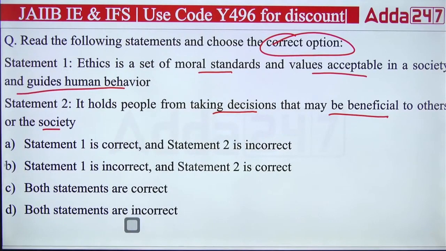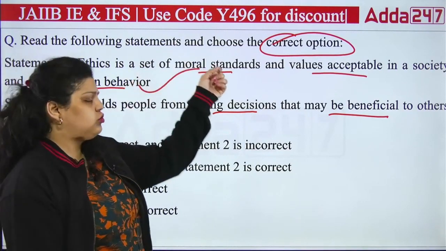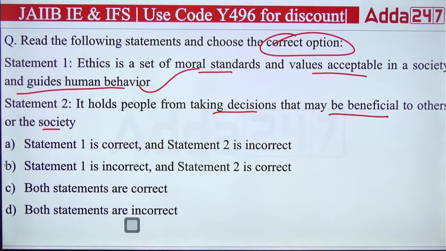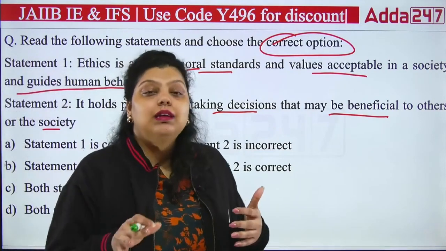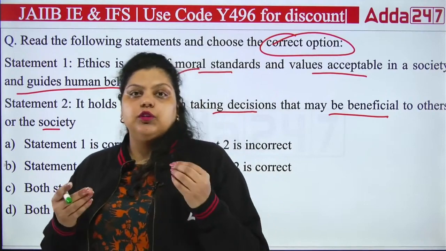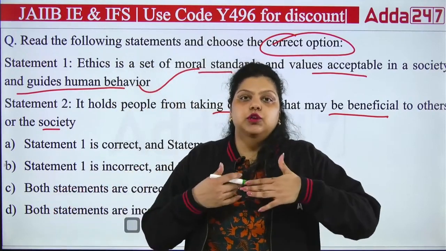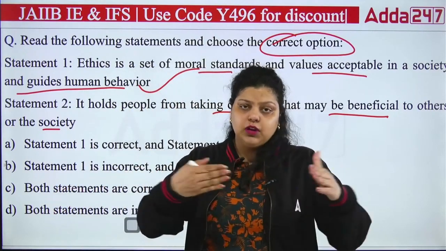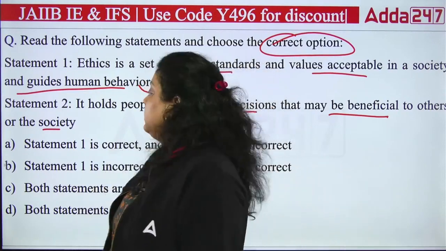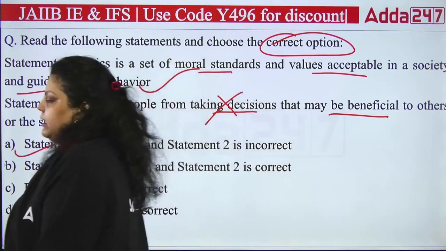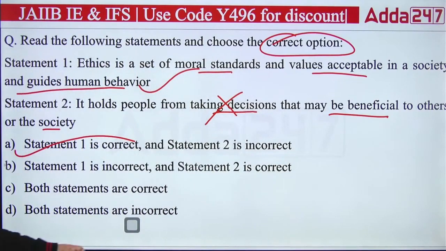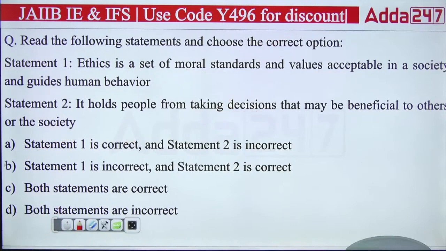Ethics is a set of moral standards and values which are acceptable in a society, and guides human behavior. That's true. Second is saying it holds people from taking decisions that may be beneficial to others or society. No, actually ethics helps you to take decisions which are for the maximum benefit, or for the benefit of the maximum people of the society. So the second is not true, but the first is true. So first is correct, second is incorrect. Right answer will be your A option.